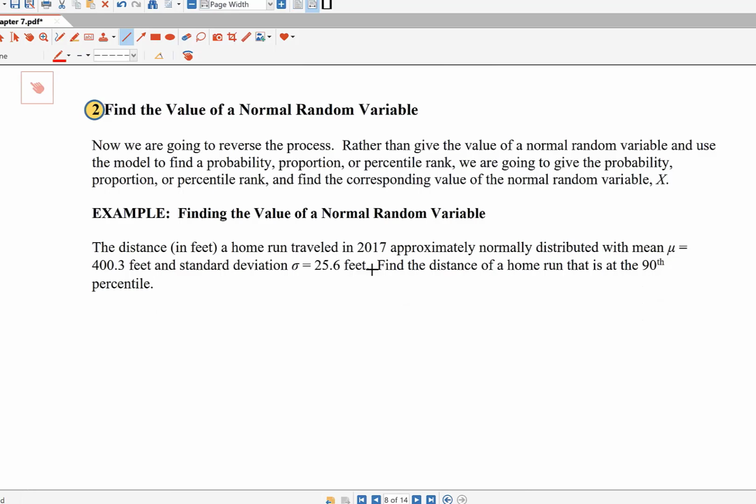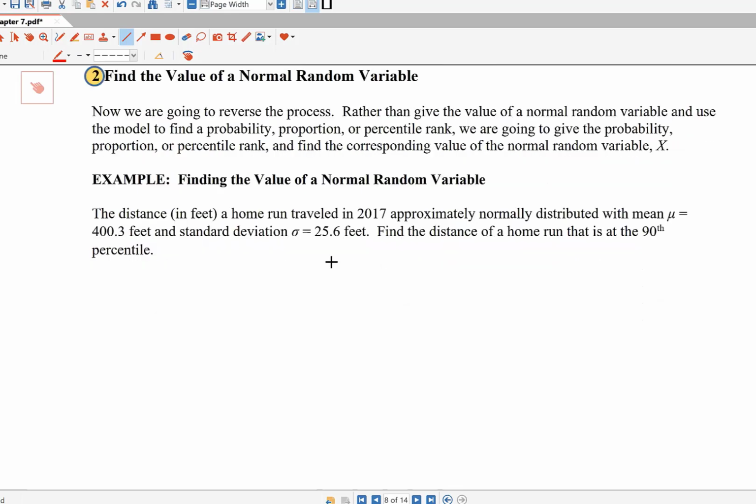We're going to reverse the process. Now, instead of giving you the value of a random variable and asking you to find an area, I'm going to give you an area and ask you to find the corresponding value of the random variable. So let's do that with our home run data. We want to find the distance of a home run that's at the 90th percentile.